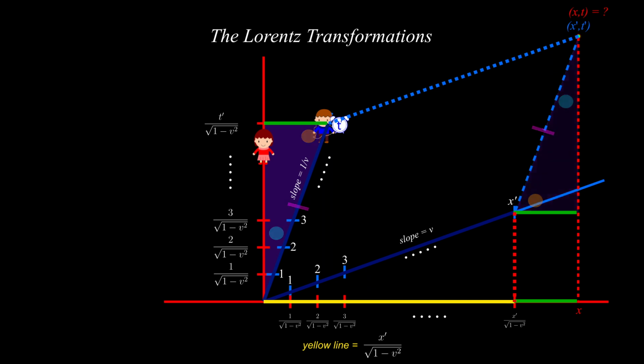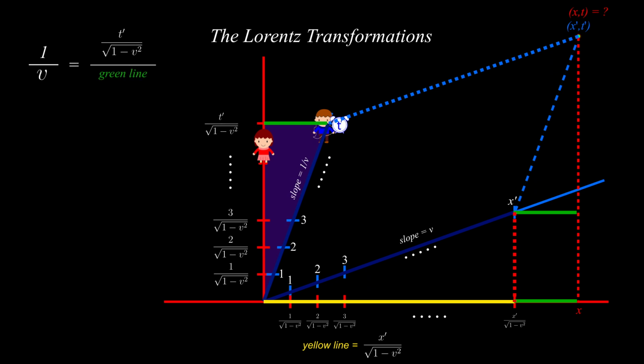From the leftmost purple triangle, we see the slope of the blue line is 1 over v, which equals t prime over the root of 1 minus v squared, divided by the length of the green line. Rearranging this formula yields the length of the green line equals vt prime over the square root of 1 minus v squared. Since the girl's x-coordinate is the yellow line plus the green line, we obtain the full Lorentz transformation for the girl's x-coordinate, which is x equals x prime plus vt prime over the square root of 1 minus v squared.